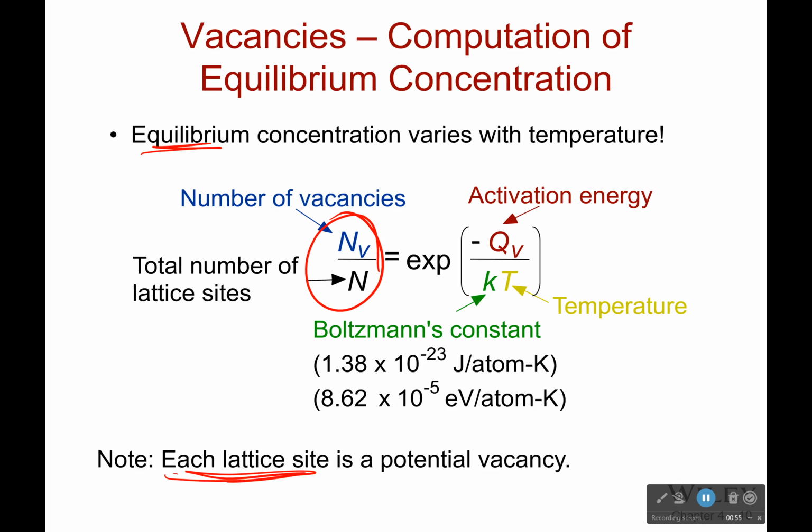Now this fraction is equal to exponential, that's a function you can plug in your calculator, of the activation energy, which will either be in joules or electron volts, over Boltzmann's constant, which is given here, and the temperature. And that temperature is always, always, always going to be on the absolute scale. So Kelvin. If I give it to you in Celsius, you're going to have to convert.